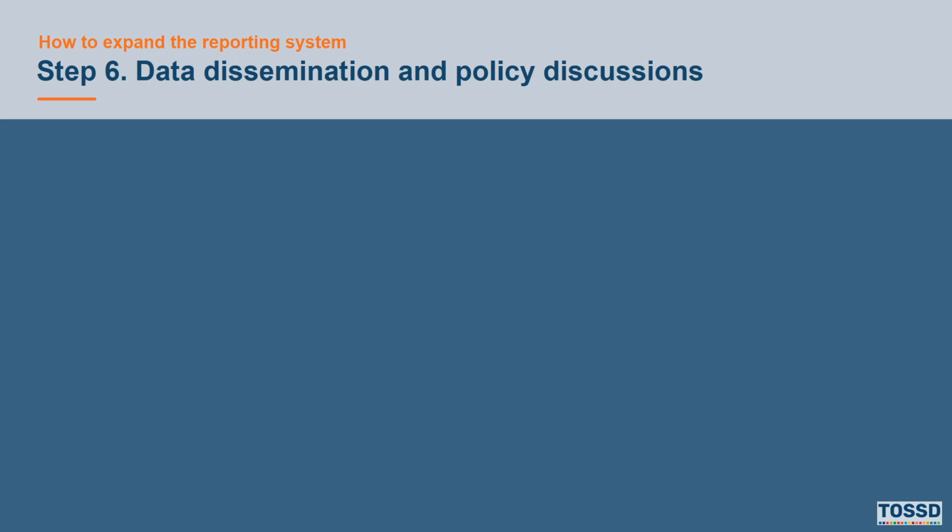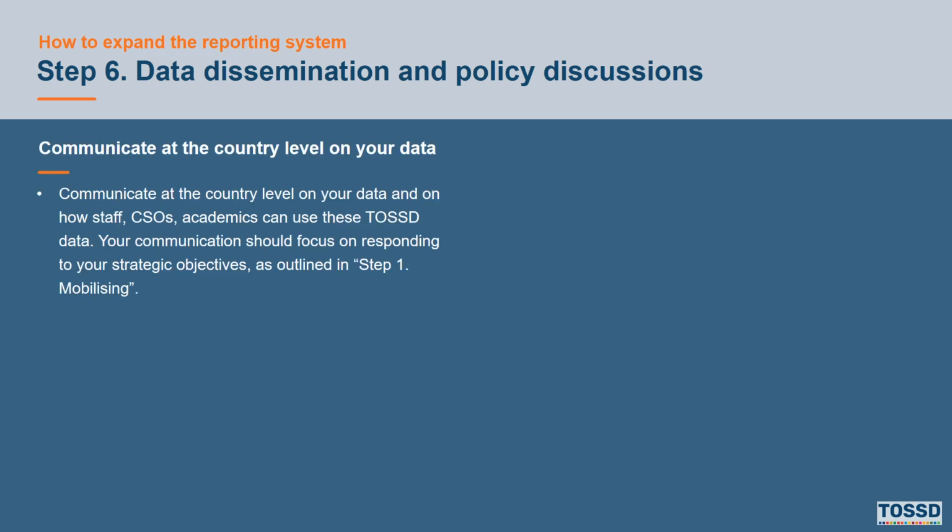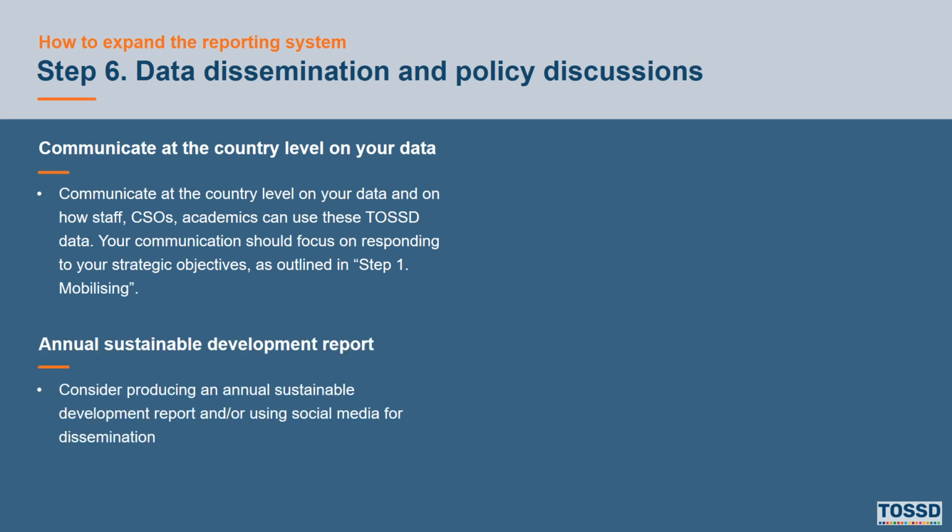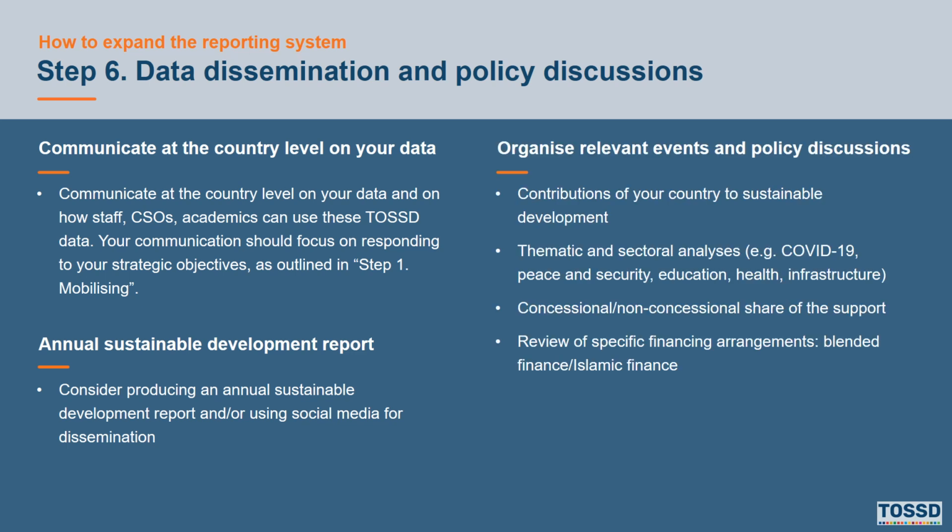Step 6 is about data dissemination and policy discussions. First of all, you should communicate at the country level on your data and how staff, CSOs, academics can use this data. Your communication should focus on responding to your strategic objectives, as outlined in Step 1 on mobilization. You can also consider producing an annual Sustainable Development Report and/or using social media for dissemination. Second, you can organize relevant events and policy discussions on, for example, thematic and sectoral analysis such as COVID-19 or peace and security.